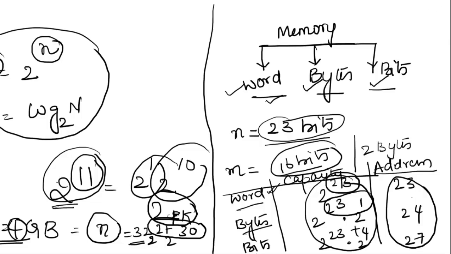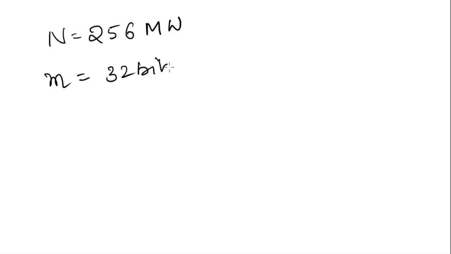We will take one more example and we will solve it. N is equal to 256 megawords. Next, the capacity of each word is 32 bits. Means one word is capable of storing 32 bits. Now 32 bits in the form of one word, if you want to talk in terms of bytes, how many bytes can we call it? 4 bytes.